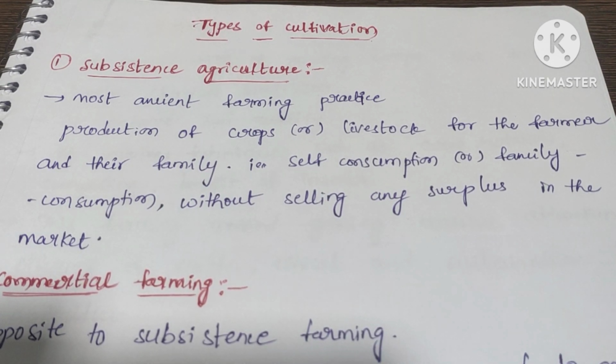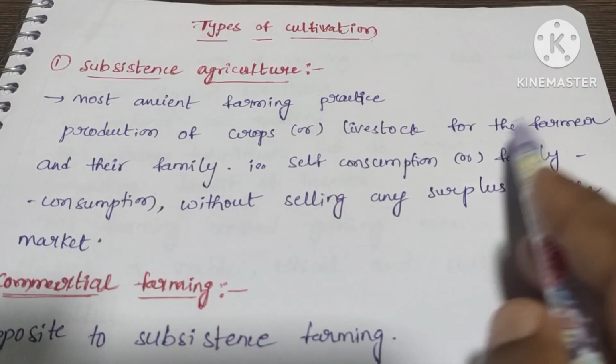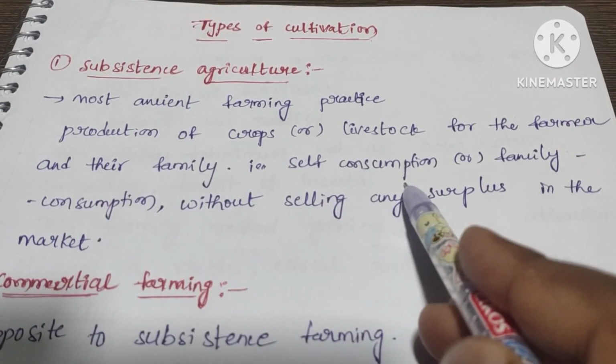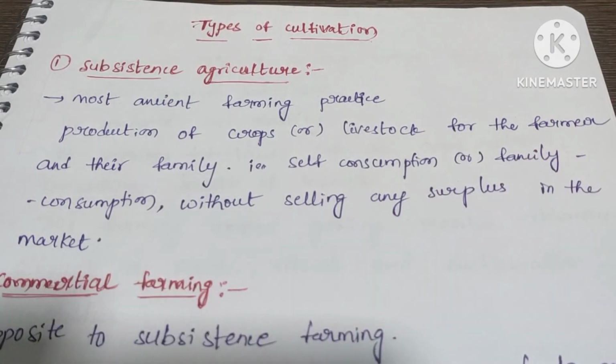For the farmer itself, they will produce crops or livestock for their own purpose, not for the profit. For the farmer and their family, that is self consumption or family consumption. Production of crops or livestock only for self consumption or family consumption, without selling any surplus in the market. That means without getting any profit by selling that product. This is the meaning of subsistence agriculture.